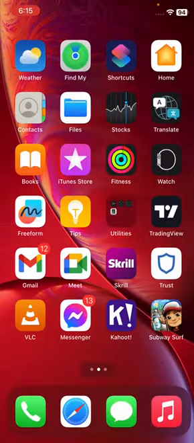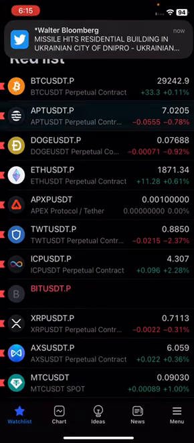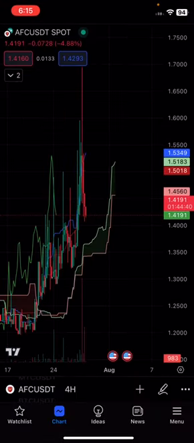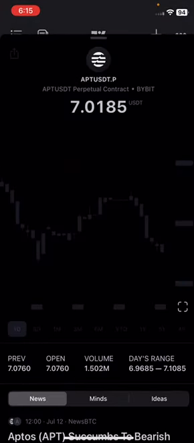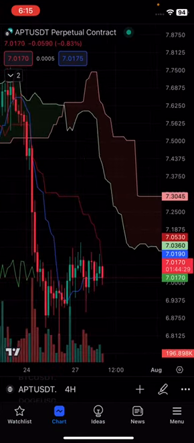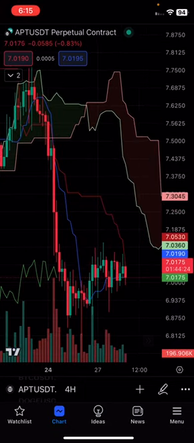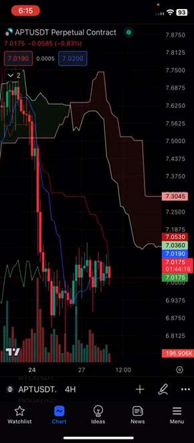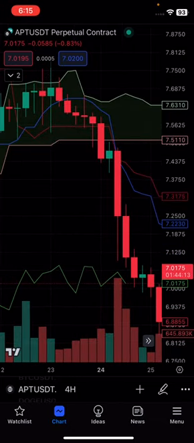So then we go to the charts and look at the APT USDT. So let's take this APT USDT for instance. Open another one. So with this one, for instance, I still haven't gotten the exact signal. My exact signal, it could be three of them. It could be either when this green line that you see here.